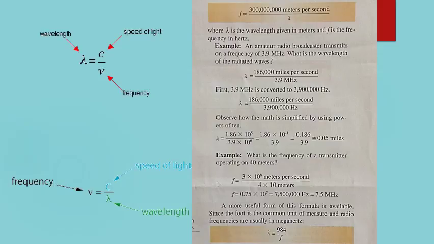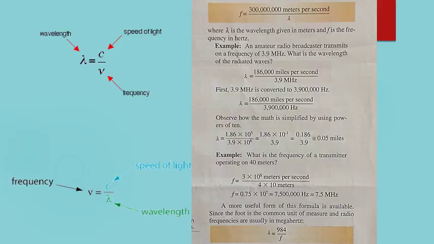The mathematical relationship of frequency and wavelength, shown on the screen, left side, the formula, where lambda is the wavelength given in miles, c is the velocity of the wave given in miles per second, which is, in this case, the speed of light, and v is the frequency given in hertz, again in this case.